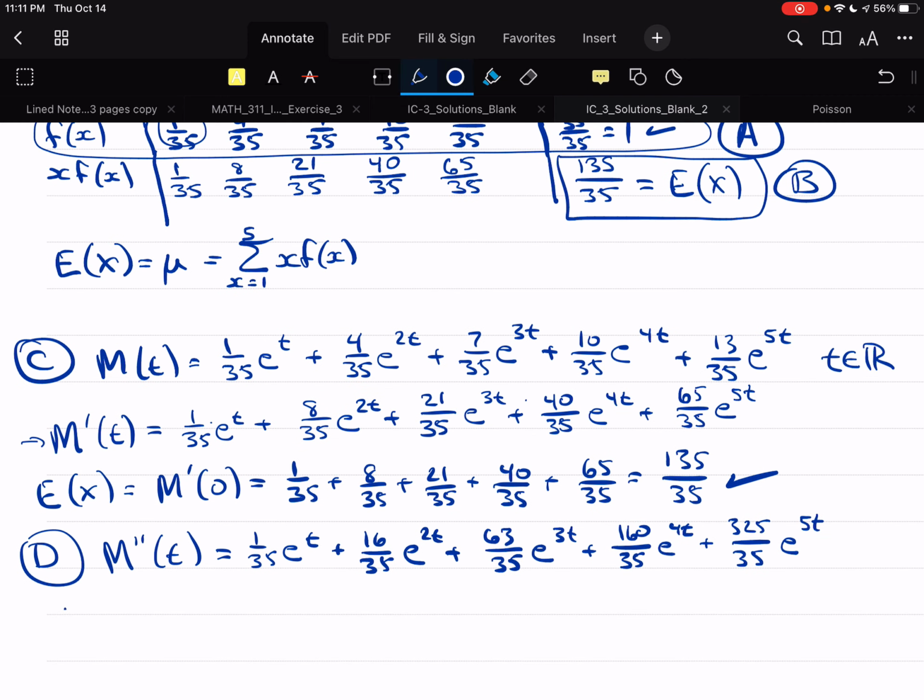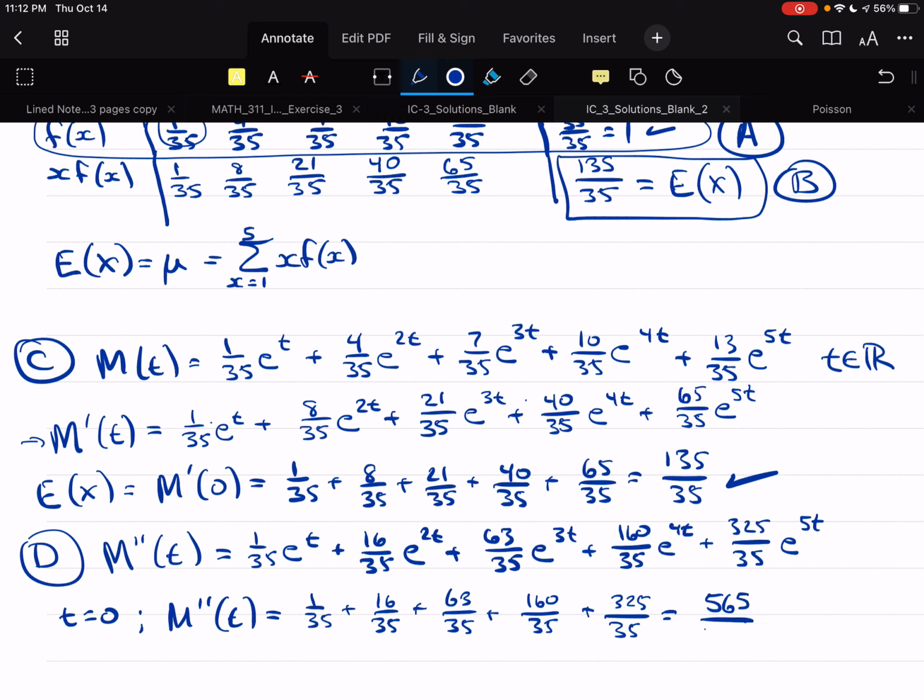We set t equal to 0. So for M double prime of t, we're left with the constants out front of each of the terms. So we have 1 over 35 plus 16 over 35 plus 63 over 35 plus 160 over 35 plus 325 over 35, which gives us 565 over 35, and this is equal to E of X squared. And so that is the solution to the problem.